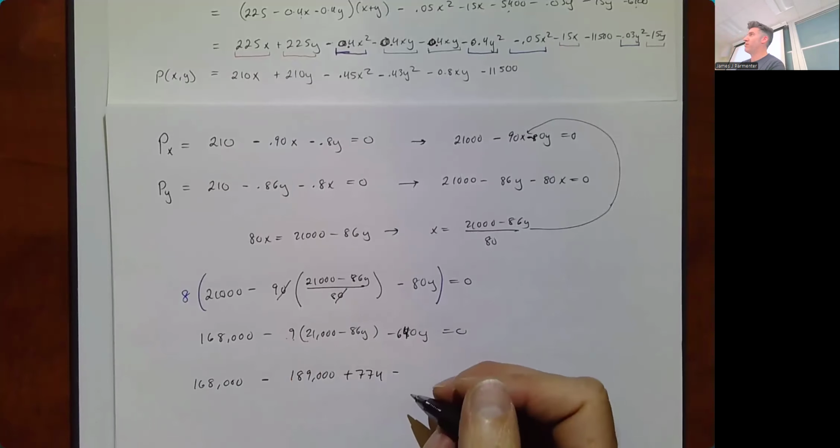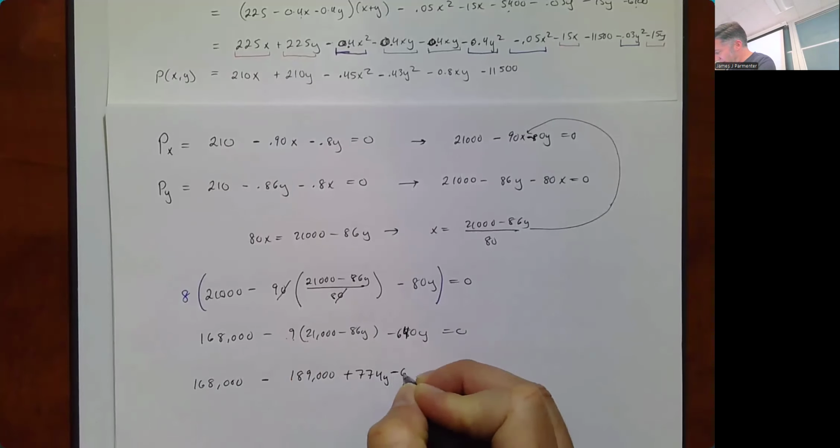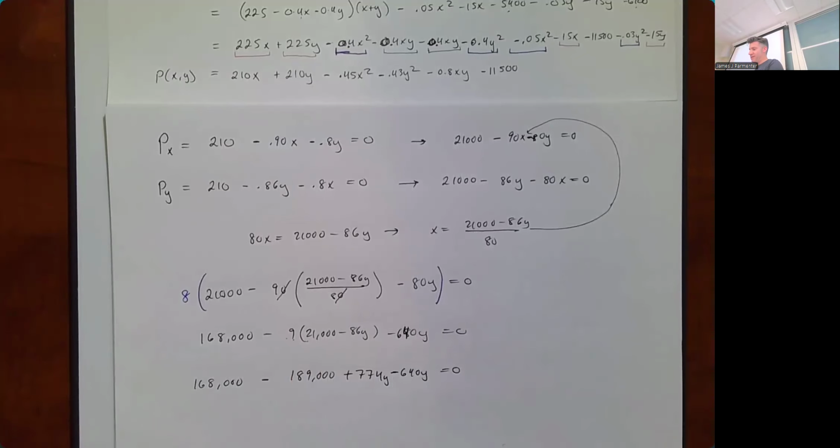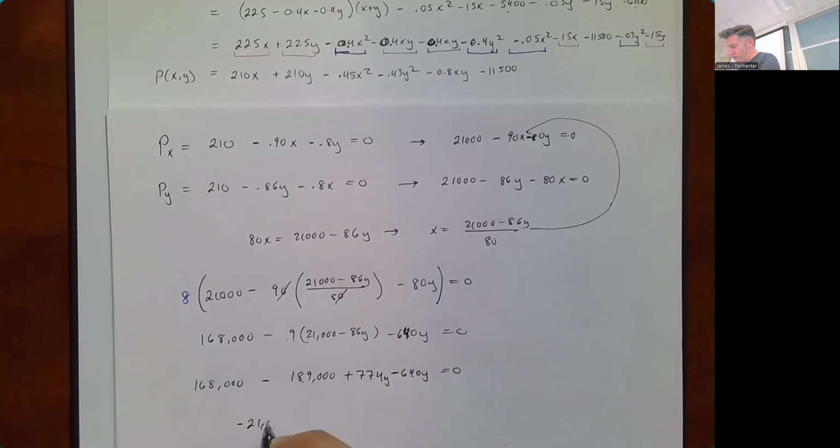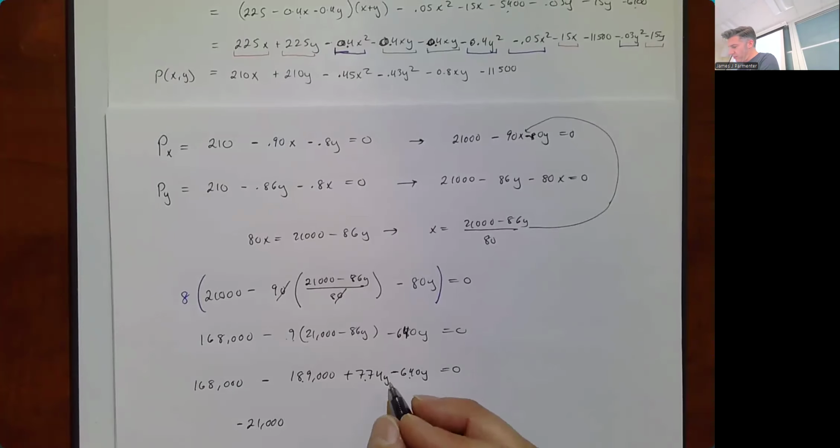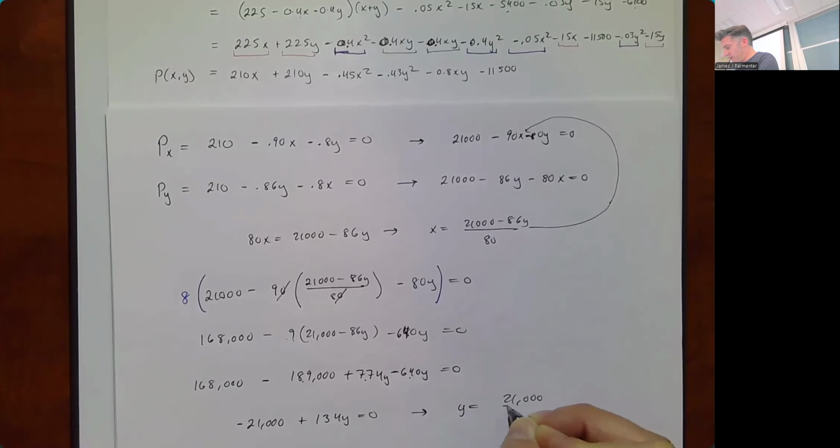Or you can use a calculator. That might be the right thing to do here. Let's see, 72 plus 54. Yep, that works. And then combining all the things together, we have 168 minus 189, which is negative 21,000. And 774 minus 640 is 134. So we get that y is equal to 21,000 divided by 134, which I can use a calculator to find out.